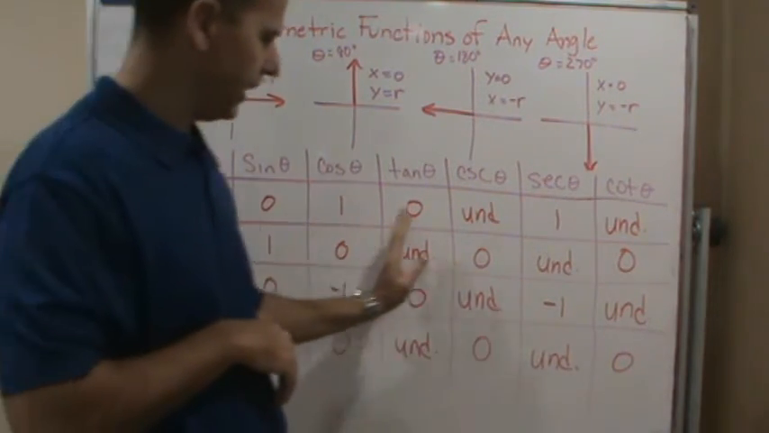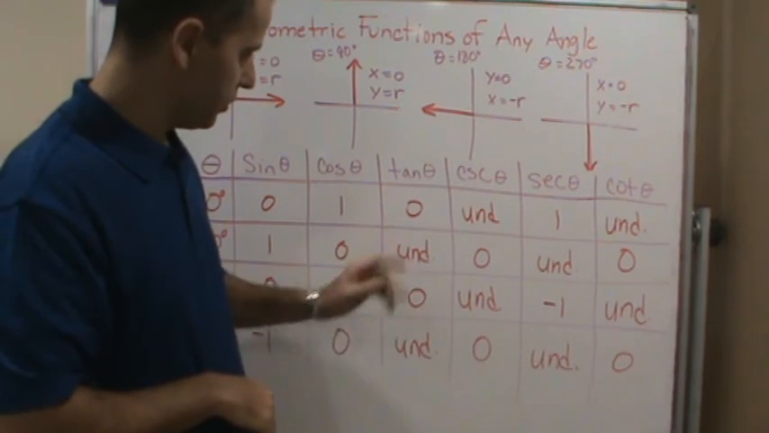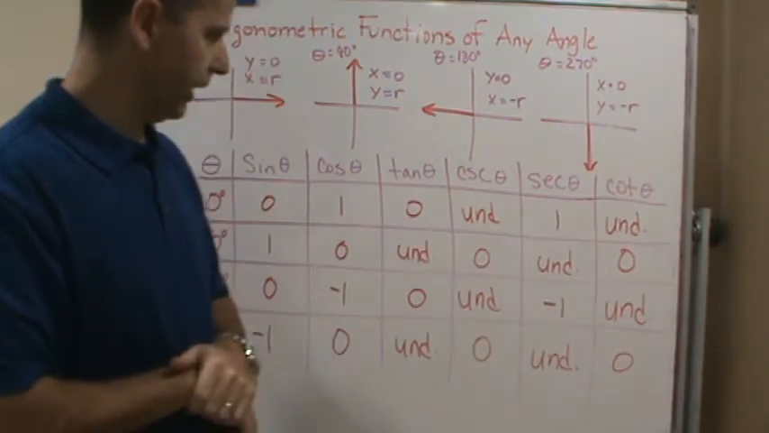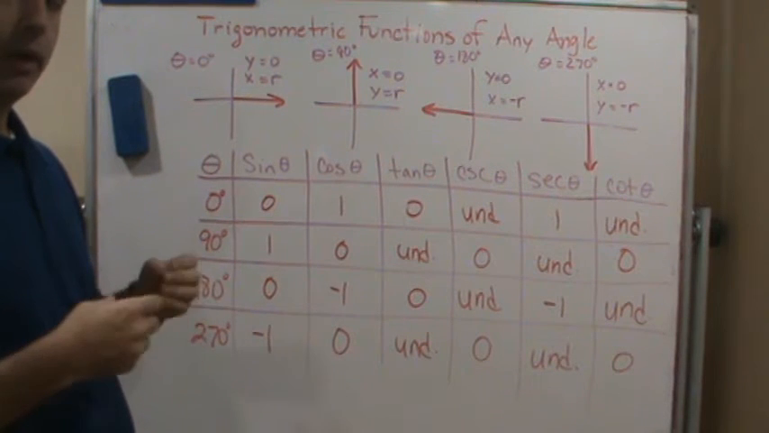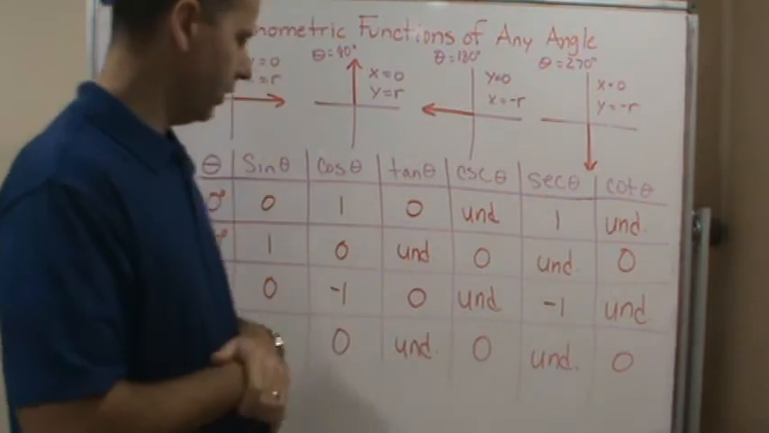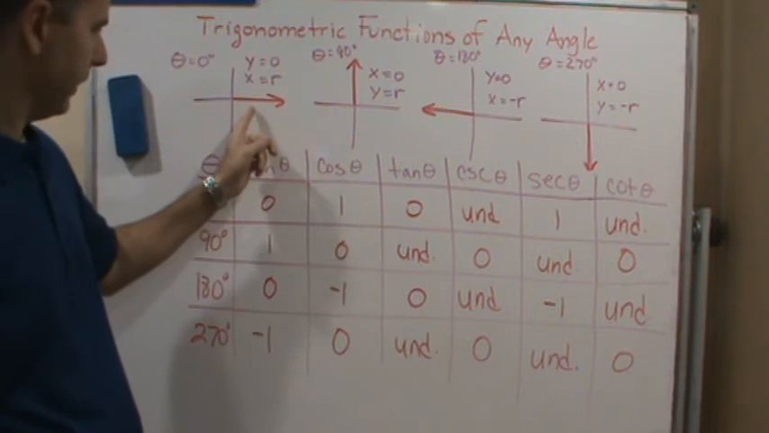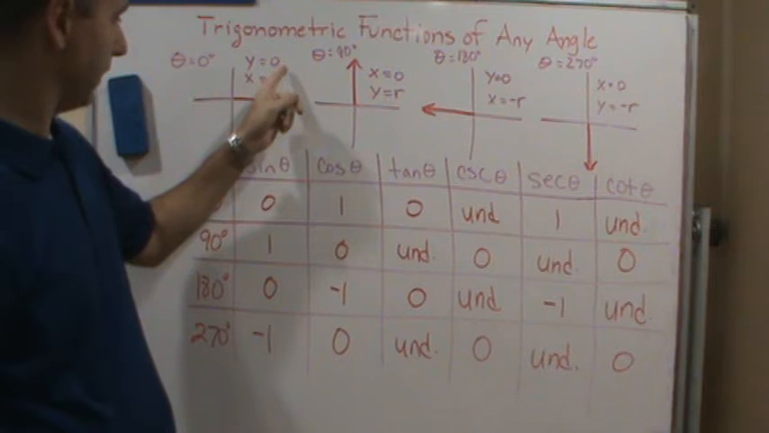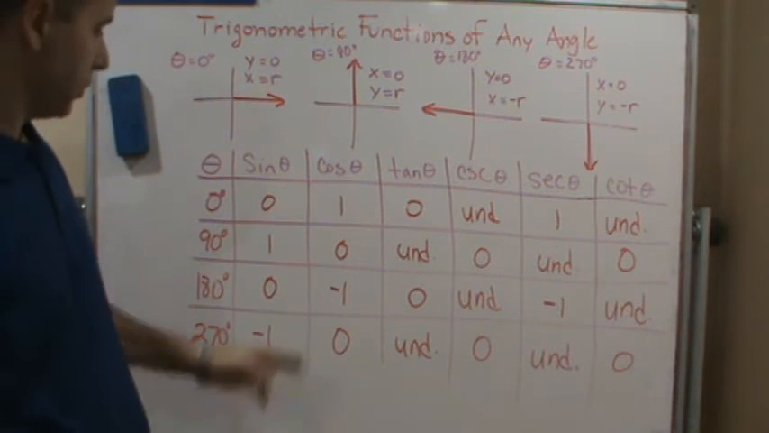So again, you can fill out this chart, and then you also have to understand that for tangent, cosecant, secant, and cotangent, you've got things that may happen where you have 0 in the denominator. When you have 0 in the denominator, you get undefined results. For example, tangent of 0 is opposite over adjacent. Well, the opposite is 0 over x, which gives you 0.